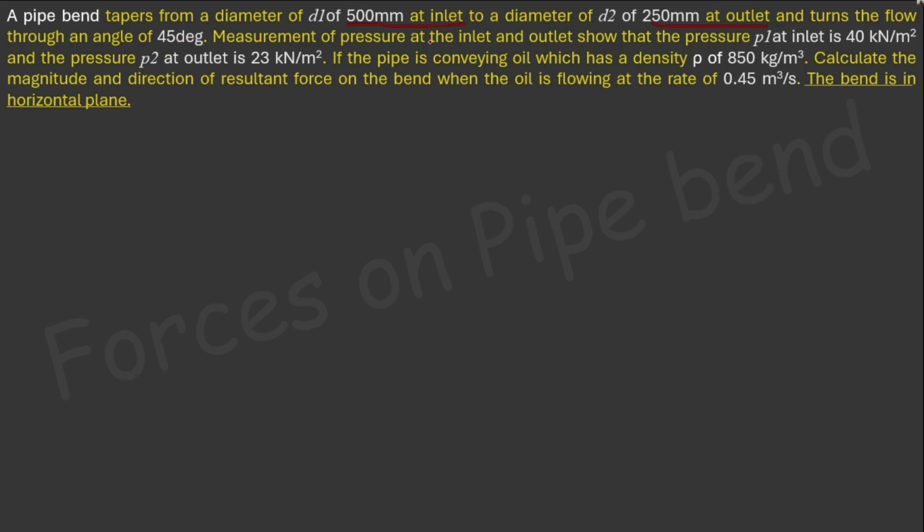Measurement of pressure at the inlet and outlet shows that pressure P1 at the inlet is 40 kilonewton per meter square and pressure at the outlet is 23 kilonewton per meter square. The pipe carries an oil which has a density of 850 kilogram per meter cube. We have to find out the magnitude and direction of the resultant force. This is what we have to determine. The flow rate is also given, and it is also given that the bend is in the horizontal plane.